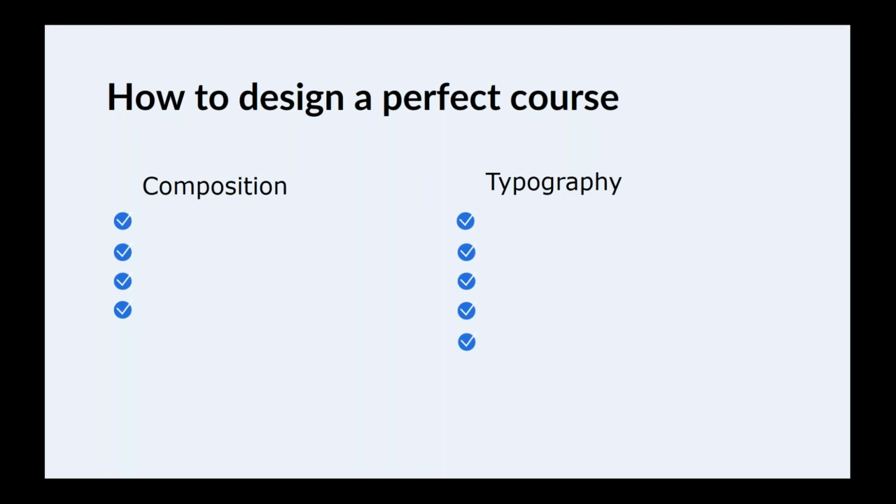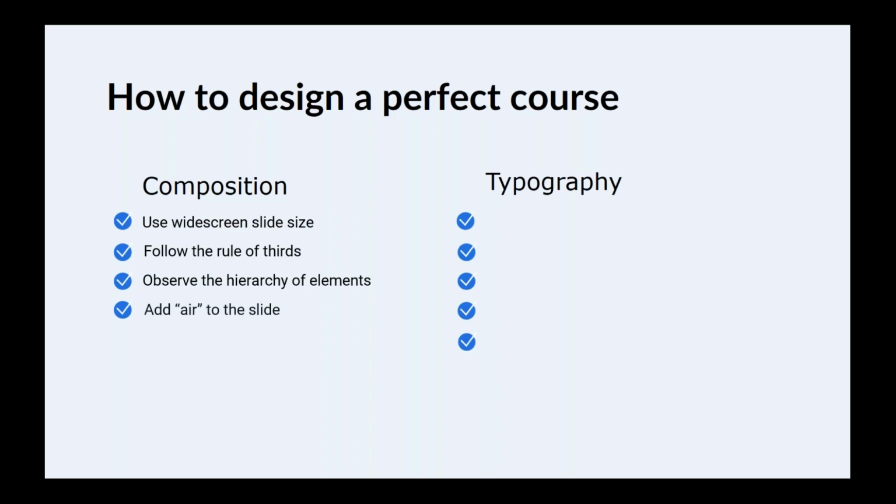So we have two principles. They are composition and typography. And in composition, you will need to make sure that you are using widescreen slide size, then following the rule of thirds. Observe the hierarchy of elements, and of course add air to the slide.